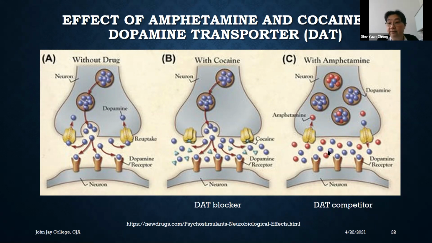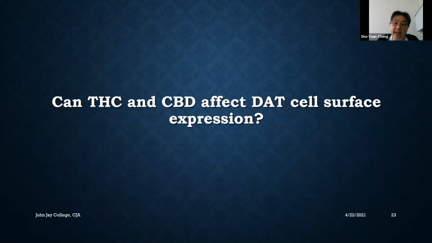Amphetamine, on the other hand, is this red dot. It looks very similar to dopamine. They compete with dopamine for the dopamine transporter to go back into the cell. So your dopamine has a competitor. It's very difficult to go back in, so it stays in the synapse for a longer time. Both of these make the dopamine stay in the synapse longer, but one is a blocker and one is a competitor. So my question here, which is the one I studied, is: can THC and CBD affect dopamine transporter cell surface expression? That is my question, because it's like cocaine. Cocaine makes the dopamine transporter stay on the cell surface, blocked.